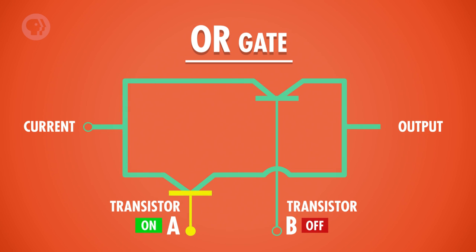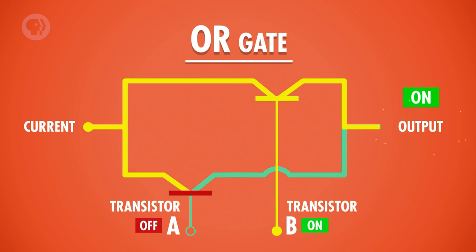Now, if we turn on just transistor A, current can flow to the output. Same thing if transistor A is off, but transistor B is on. Basically, if A or B is on, the output is also on. Also, if both transistors are on, the output is still on.